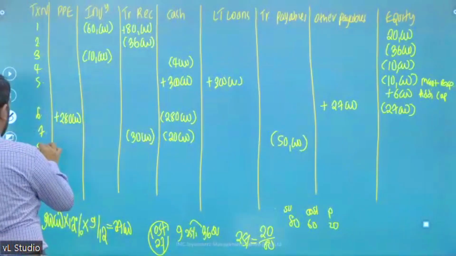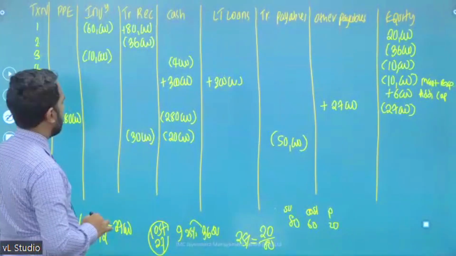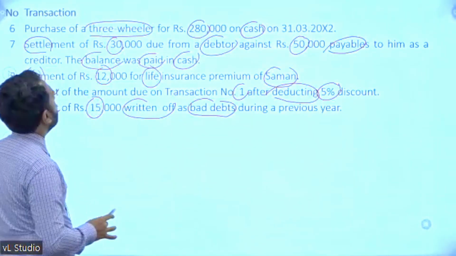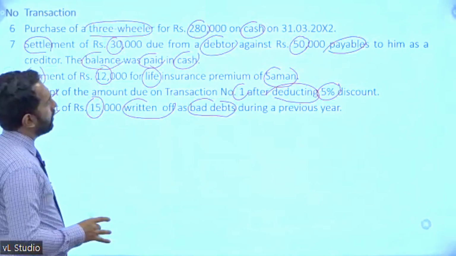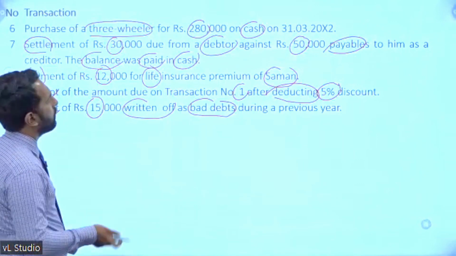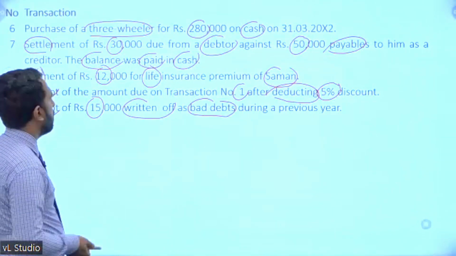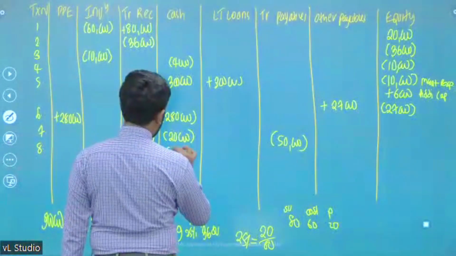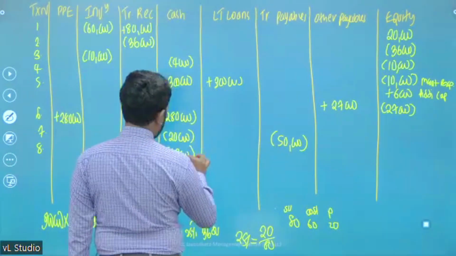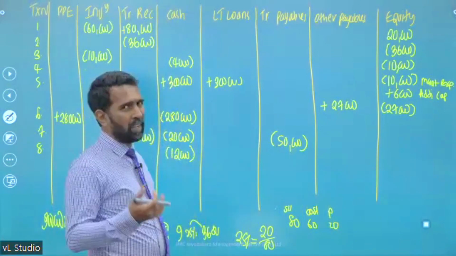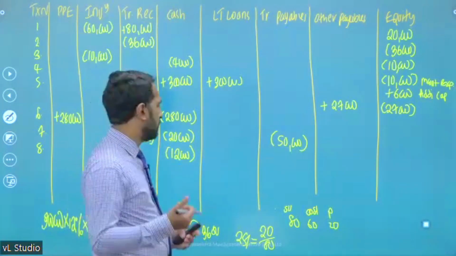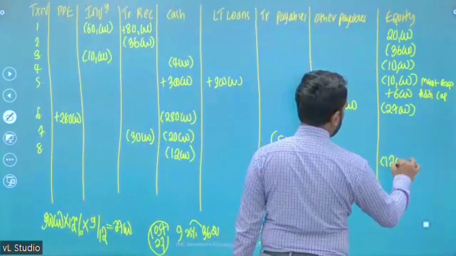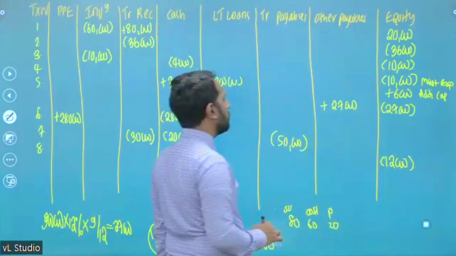Right. Coming to the eighth transaction. Payment of rupees 12,000 for a life insurance premium of Saman. So Saman's life insurance premium is being paid by the business. On one side the cash is coming down, 12,000. It's a drawing, right? When you make a payment on behalf of the owner, it's a drawing. So 12,000 is a drawing.